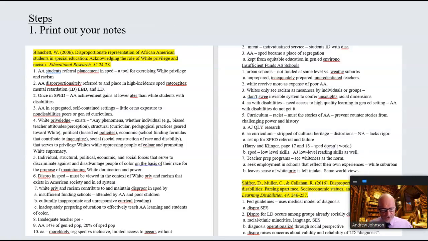Print out your notes. That is step 1. I recommend single-sided. 10-point font is what I use, so I can see a lot of information on the page. I can put my notes in front of me and I can visually see a lot of stuff. Single-sided. I always highlight so I can see the journal articles. And if I have subheadings within the notes, I will underline that so I can begin to see the structure.